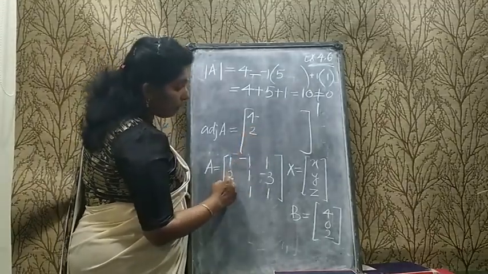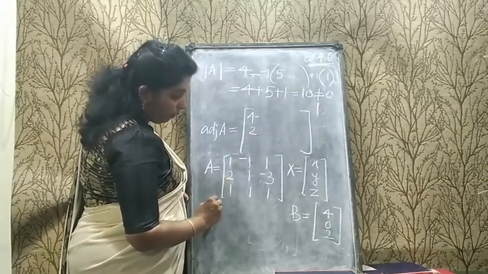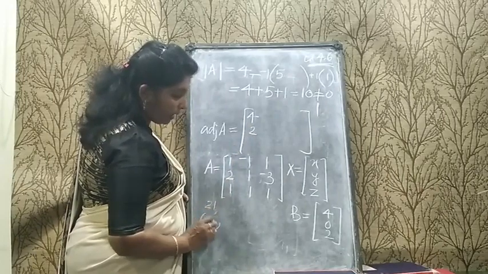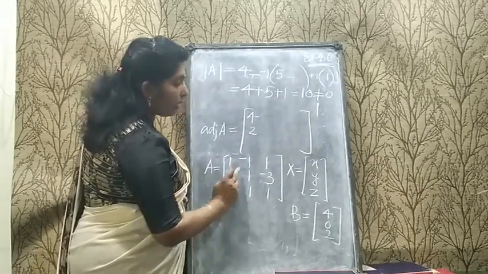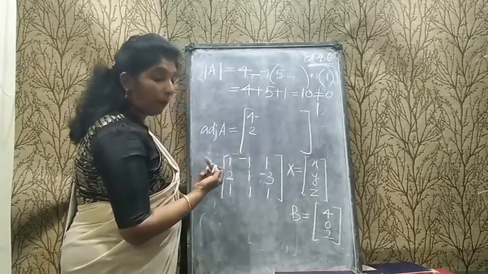But the position of this term is second row, first column. So minus 1 raised to power 2 plus 1, that will be 3. It means it will be minus. So already one of the minus signs was there, so that minus and the minus become plus.